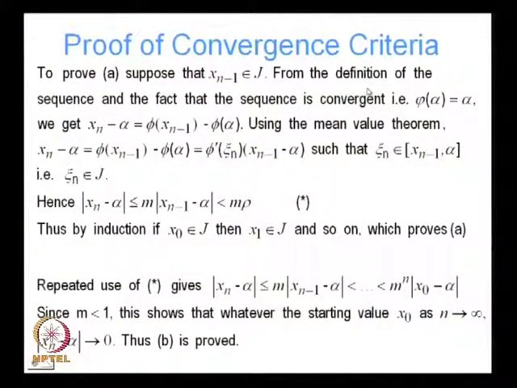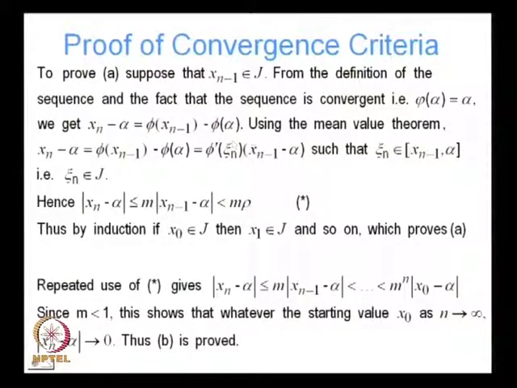From the definition of the sequence and the fact that the sequence is convergent, that is phi of alpha is equal to alpha, we can write xn minus alpha is equal to phi of xn minus 1 minus phi of alpha. Why? Because xn is equal to phi of xn minus 1 according to my iterative scheme, and since alpha is the root, alpha is equal to phi of alpha, right. So, I can write this like this, and then I use my mean value theorem.